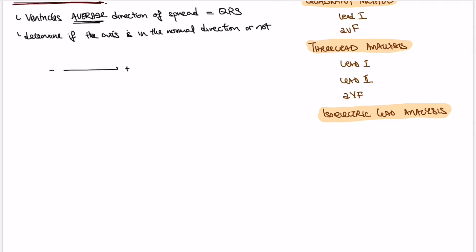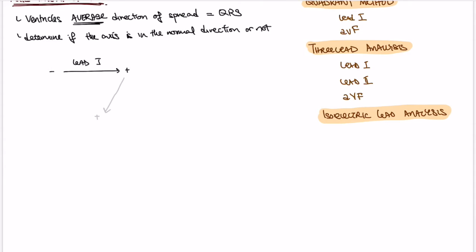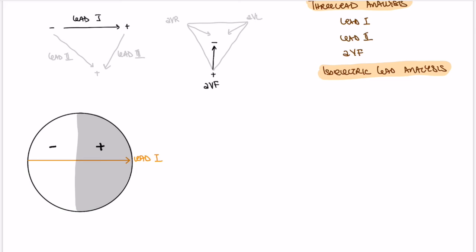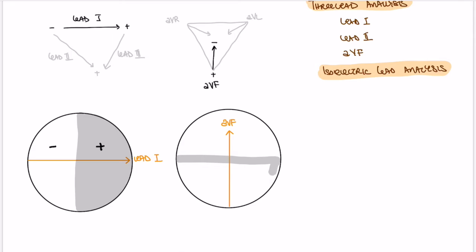Lead 1, if we recall, is part of the Einthoven triangle, going horizontally from negative to positive. And AVF provides an inferior view, starting from the positive electrode below going towards the negative. Let's illustrate this on a circle. If lead 1 goes horizontally, then the two hemispheres can be made, with the right side as positive QRS and the left side as negative. Same way for the AVF, since it's an inferior view, looking from the positive pole, the bottom half will be positive and the upper half will be considered negative.